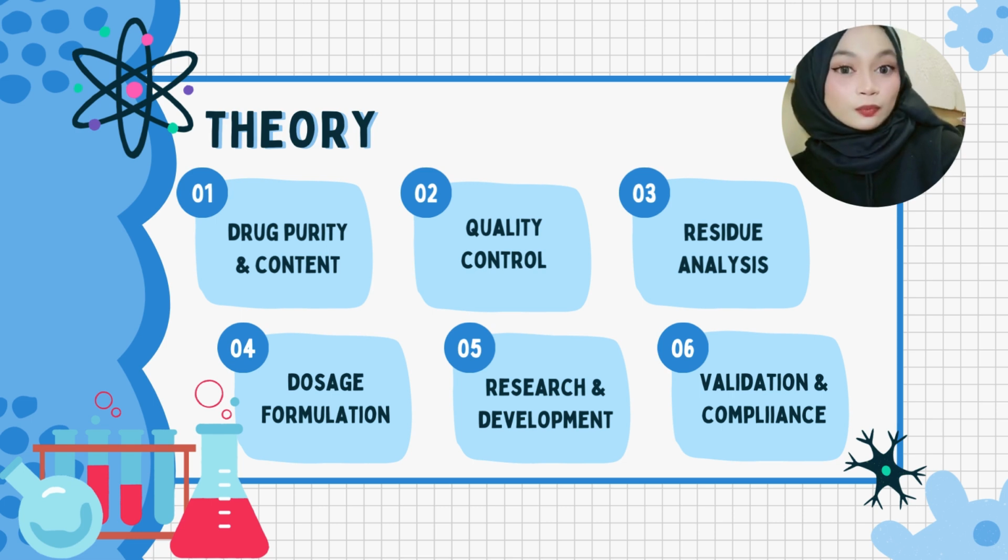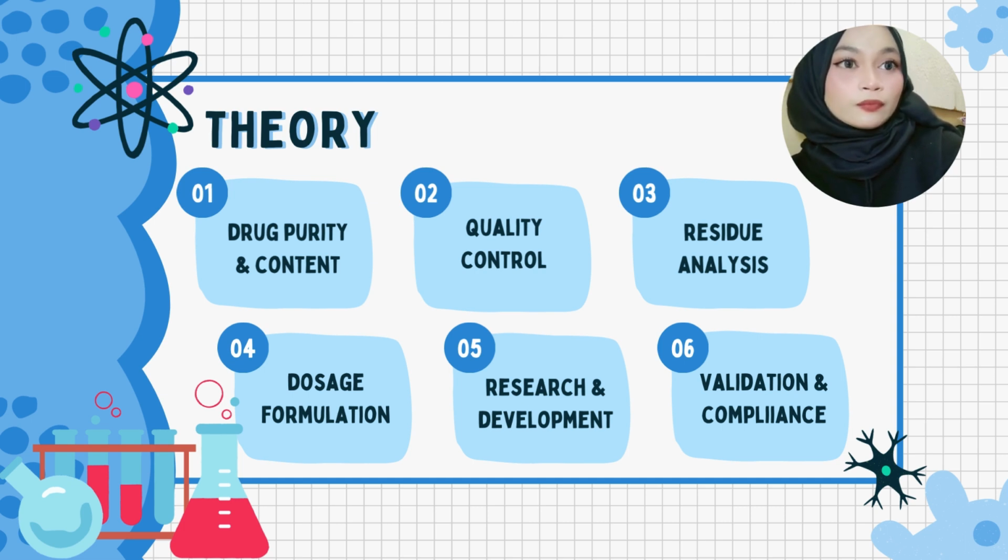Let's begin with drug purity and contents. Gravimetric analysis is employed to determine the purity of pharmaceutical substances and the concentration of active ingredients in drugs. This ensures that medications meet the regulatory standards and are safe for consumption.